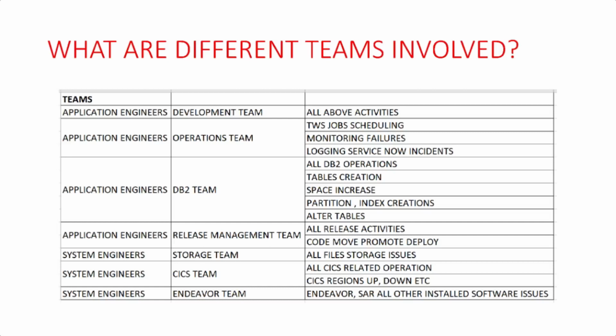The next team is the operations team: TWS job scheduling, monitoring of failures, logging ServiceNow incidents. The next team is the DB2 team, which handles all DB2 operations: table creations, space increase, partitions, index creations, alter tables, etc. The next application engineering team is release management. Every month they plan the release plans and follow some procedures.